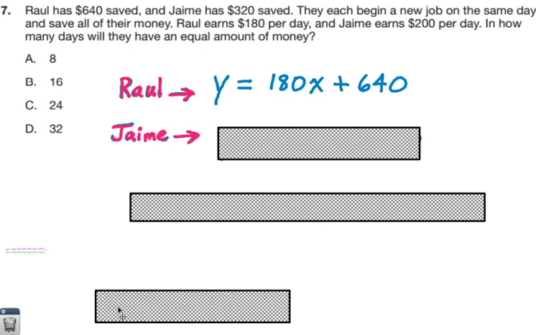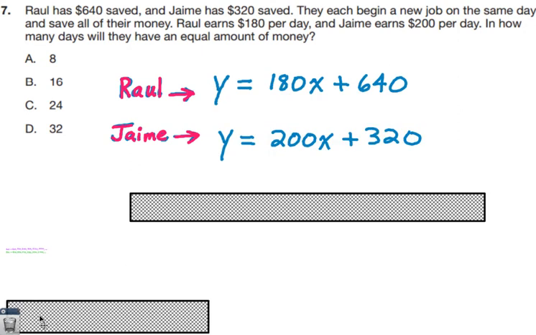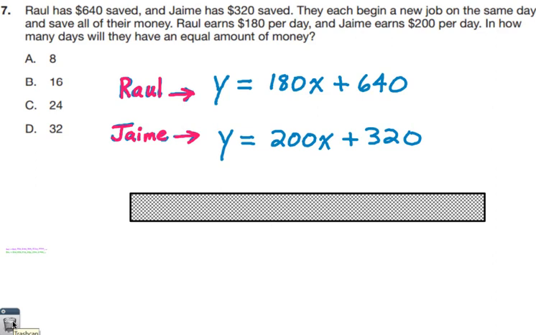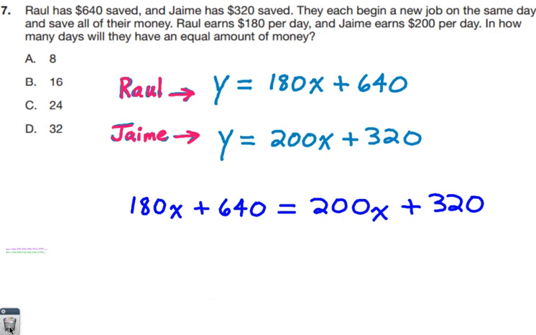All right, look. One way to do it is to come up with an equation for Raul and an equation for Jamie, where apparently I'm using X as the number of days and Y as the total amount of money. If you want to figure out after how many days they will have the same amount of money, you could just set those equations equal to each other. And then you would proceed to solve for X.